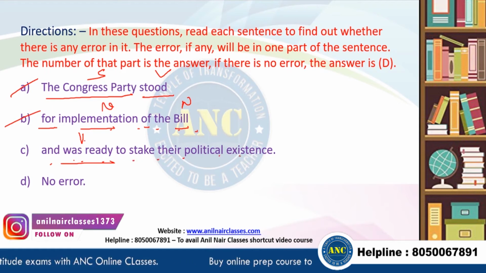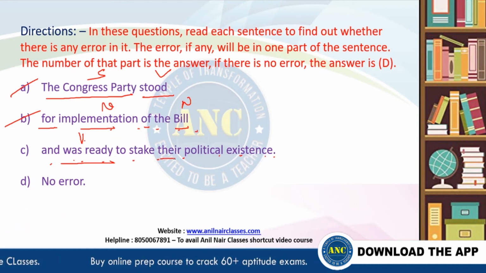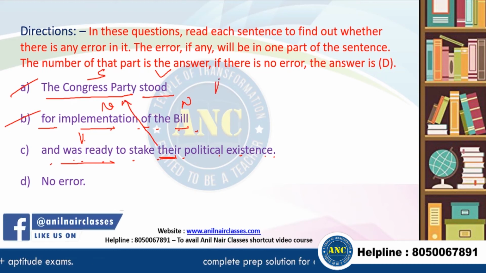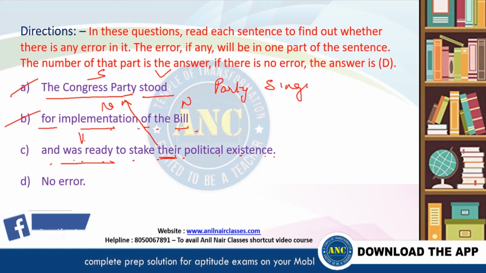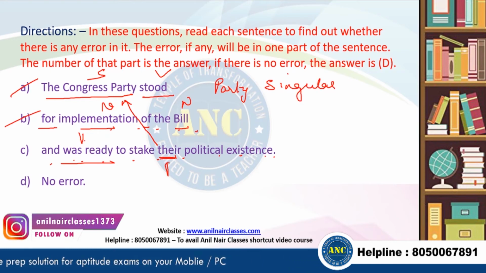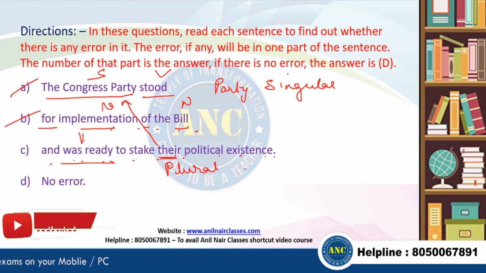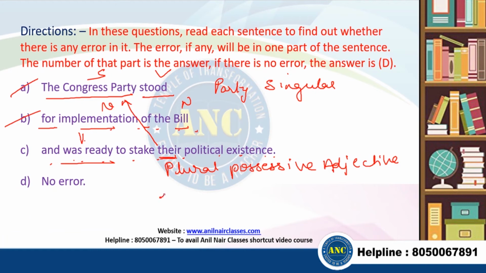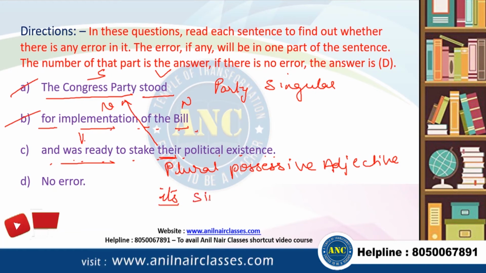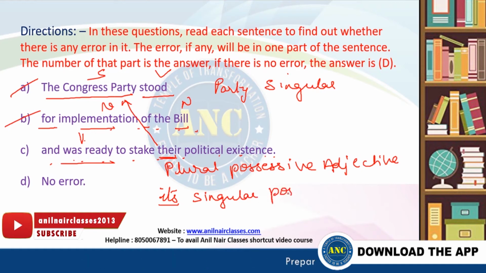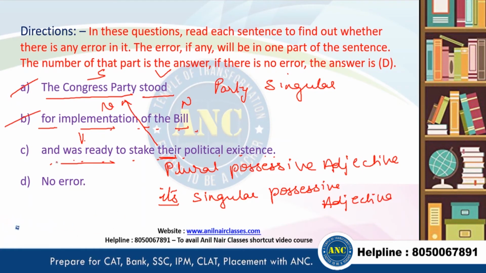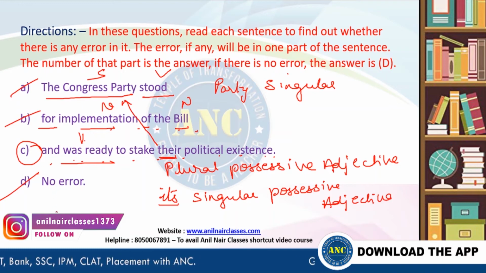To stake their political existence. So now we have the word their. Their refers to what? Their refers to party. Party is what? It is singular, right? And their is what? It is a plural possessive adjective, right? So since we have this their referring to the party, how can we use their? It should be its. We need the singular possessive adjective. Got it? So our answer is C. Get rid of D. Mark the answer as C.